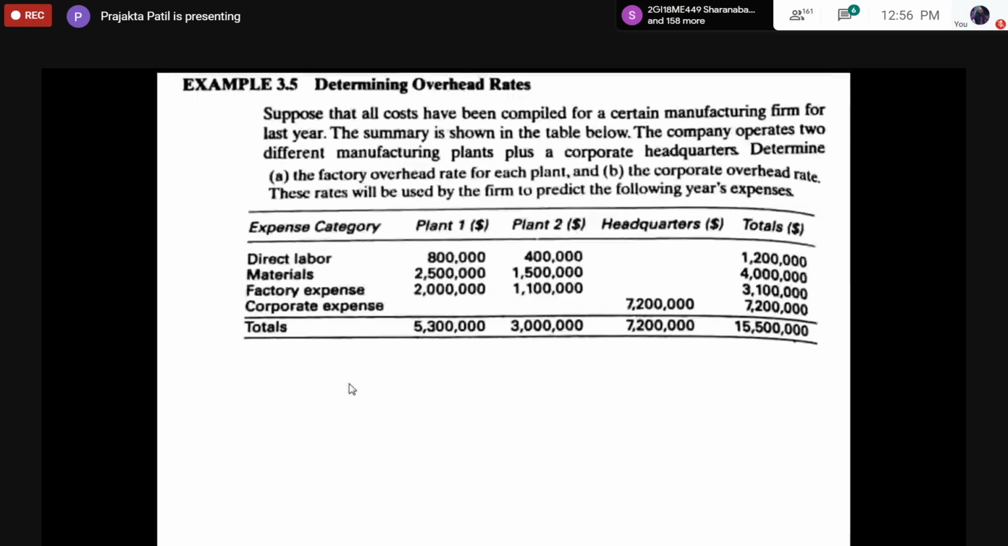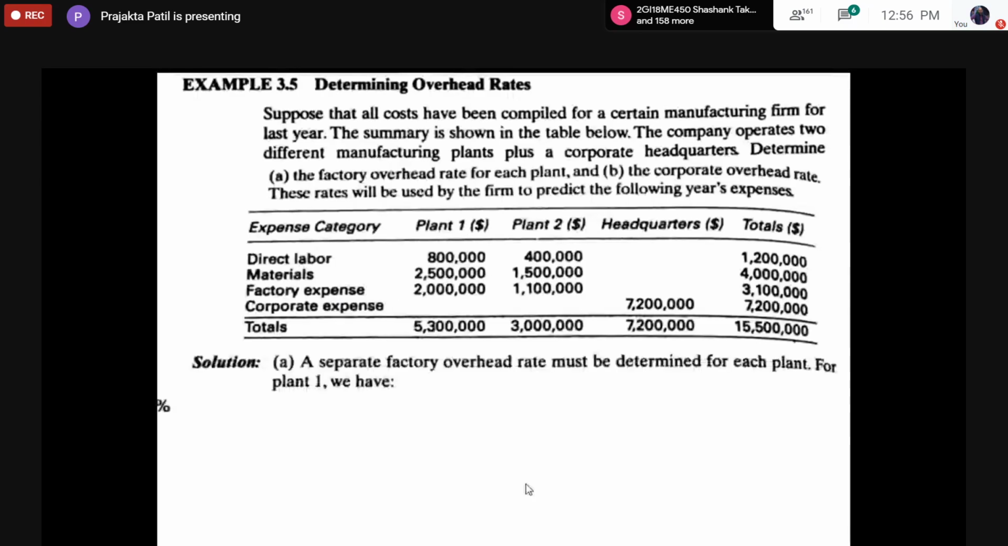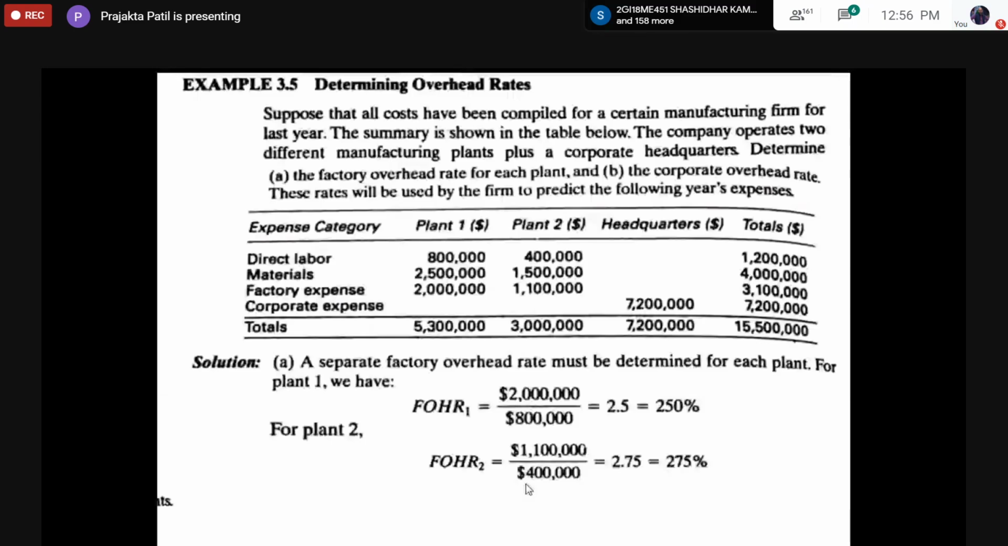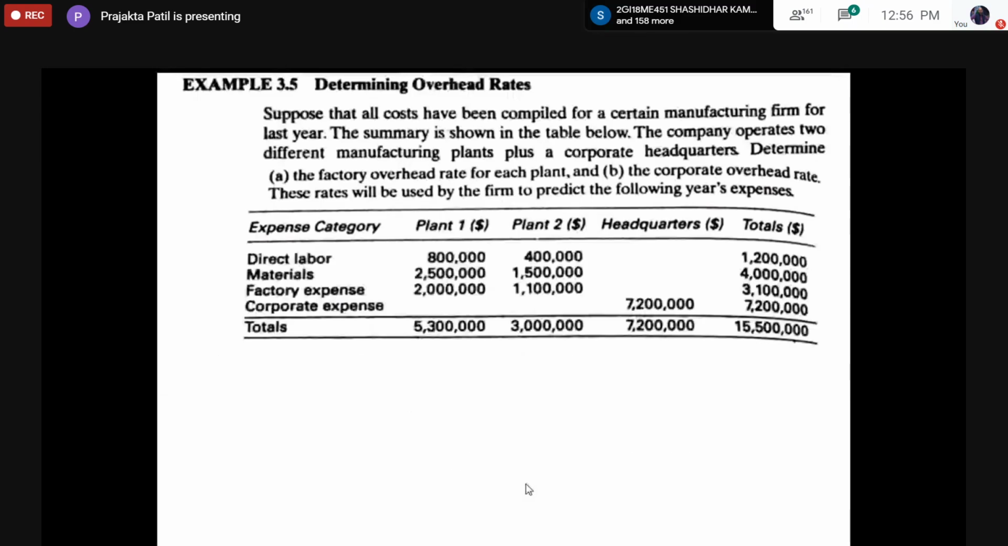You need not write down this table, because the solution is on this one slide itself. This problem statement will be visible to you, so you need not write down this table again. We can straight away go for determining the first thing, that is, what is the factory overhead rate for each plant.